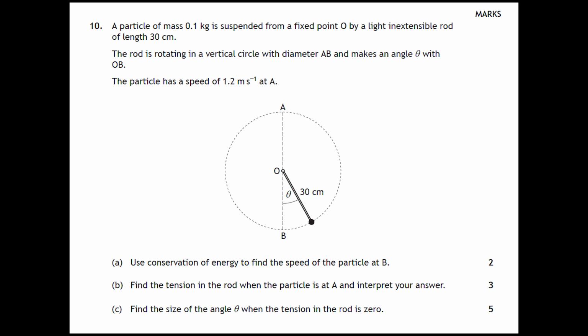Question A. Use conservation of energy to find the speed of the particle at B. In part A we're asked to use the conservation of energy. Now, what does the conservation of energy mean in this context? Well, we've got something going from point A all the way around to point B. As it goes around, it'll get faster and faster, but as it gets faster, it loses height. Therefore, it's losing potential energy.